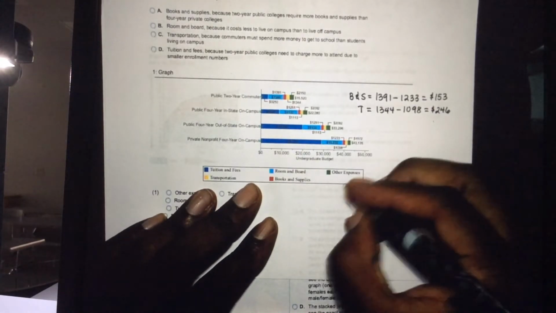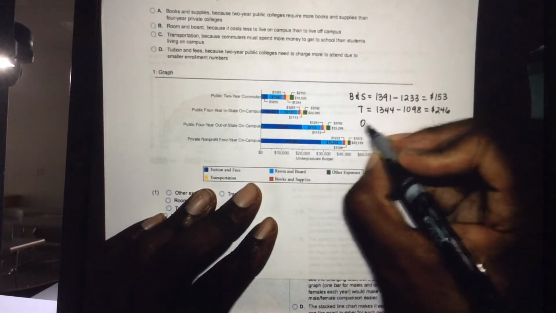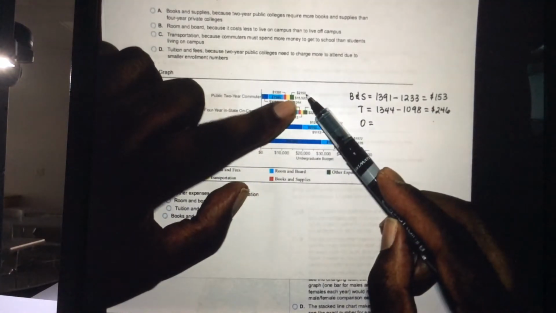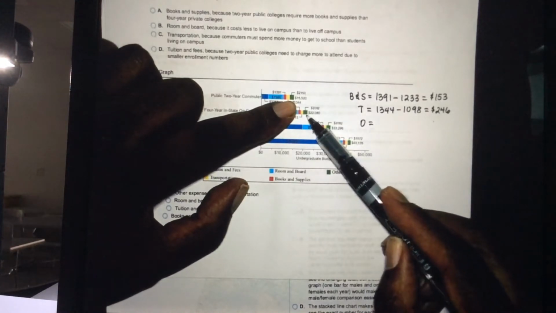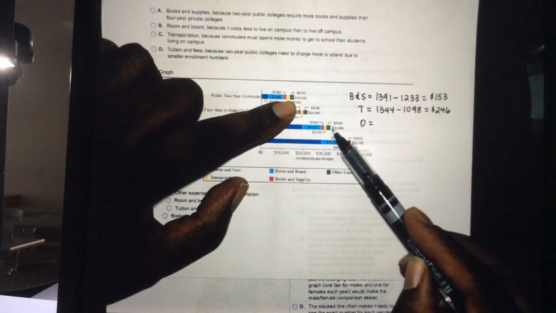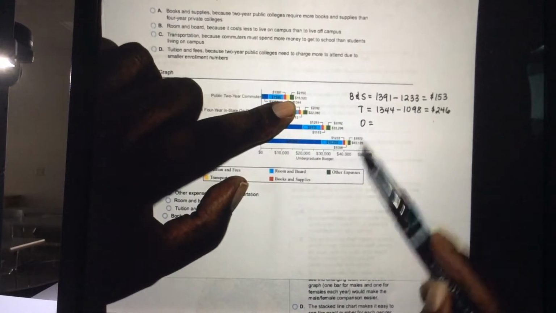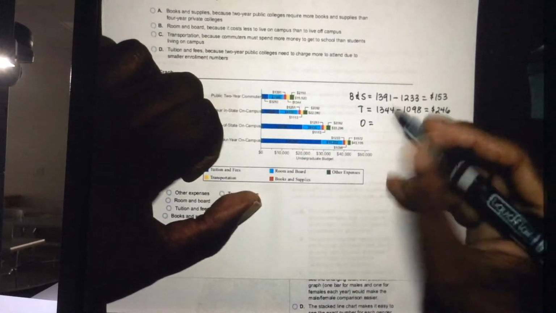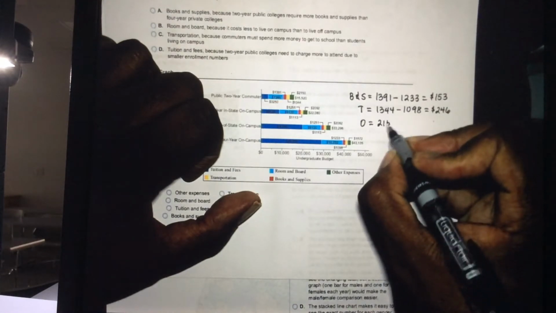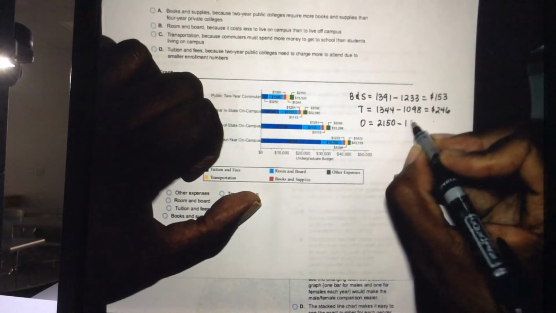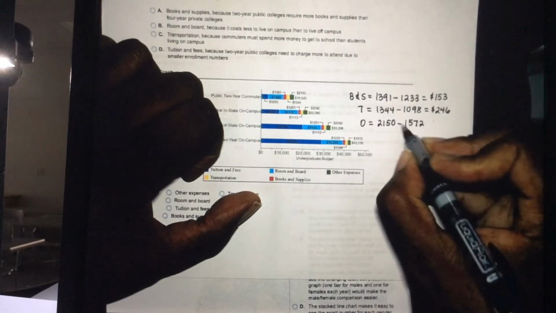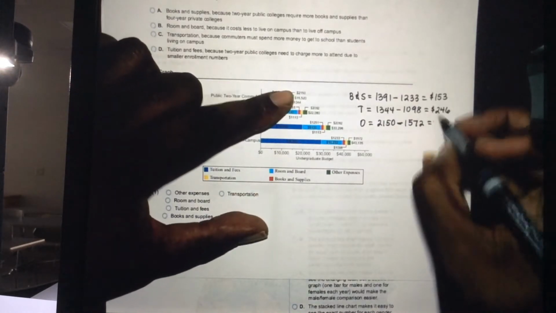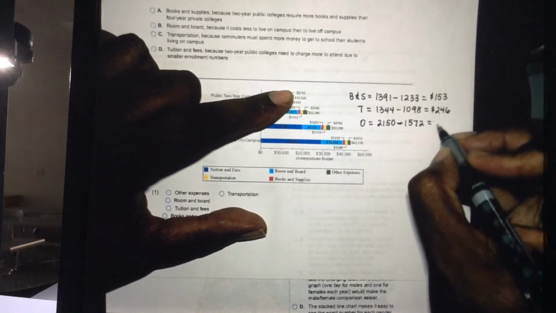And then we got other expenses, which is the green box. You got $21.50 here, $2,092 here, another $2,092, and then $1,572. The largest is $21.50 minus the smallest is $1,572. Subtract $1,572 from $21.50, you're going to get $578.